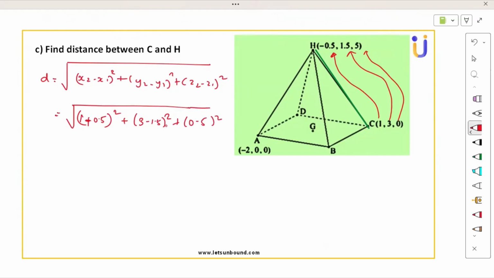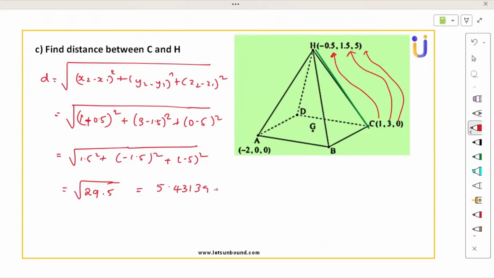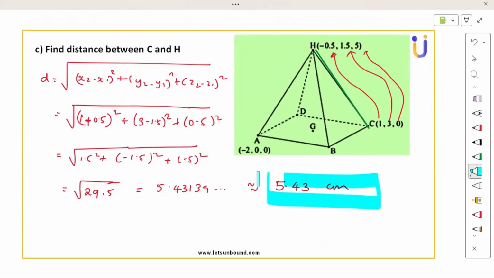And then you have to simplify. You can put them in the calculator. 1.5 square, and if you subtract the other way, it's -1.5 square. Anyways, they're going to be the same as the first. Then 0 minus 5 is -5 square. If you put them in the calculator under the square root, you will get 29.5, and if you take the square root of it, you will get 5.43139 and so on. So we can make it to 3 significant figures, which is 5.43 centimeters. And this is the final part of the answer.